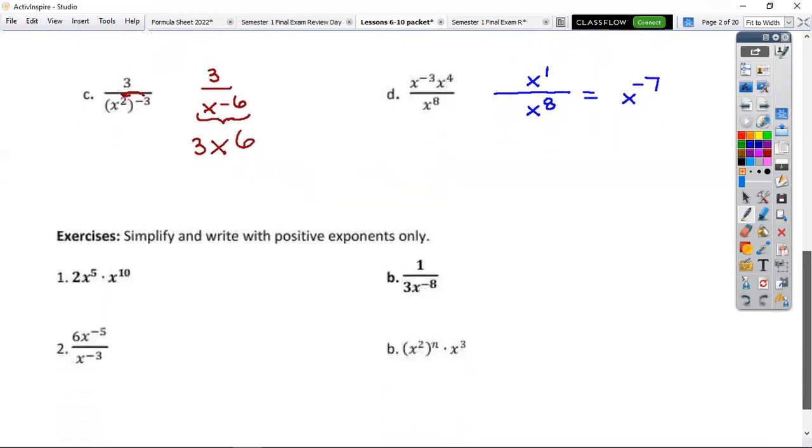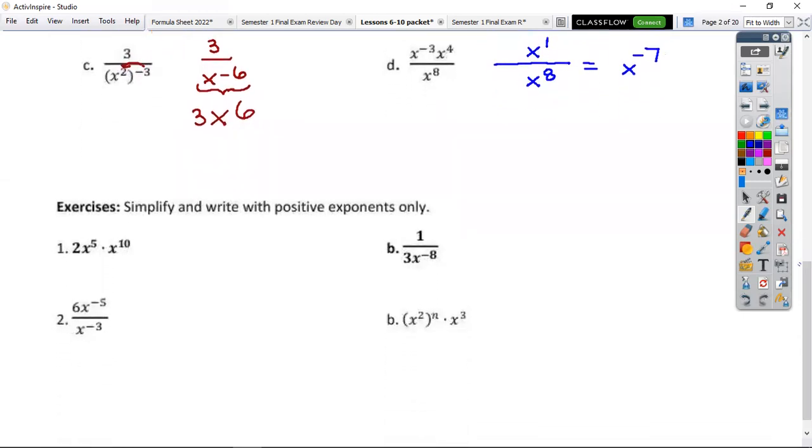Skipping down to your next section, this one says you can only write these with positives. So we're going to do the same properties. You're just going to make sure you flip them if necessary. So number 1, I'm going to take the coefficients in the front and multiply them. This just has a 1 here. So 2 times 1 is just 2. And then add your exponents to get 15. You agree that one's pretty easy? Again, no necessary work that you have to write there.